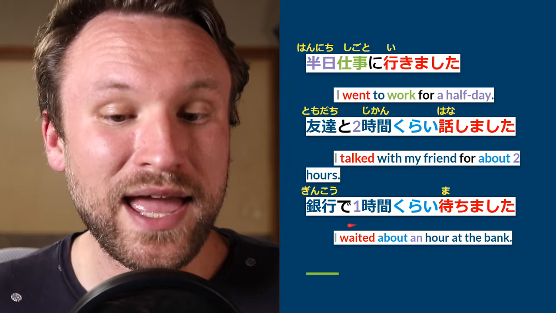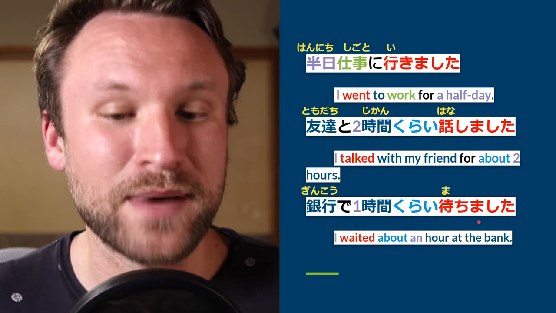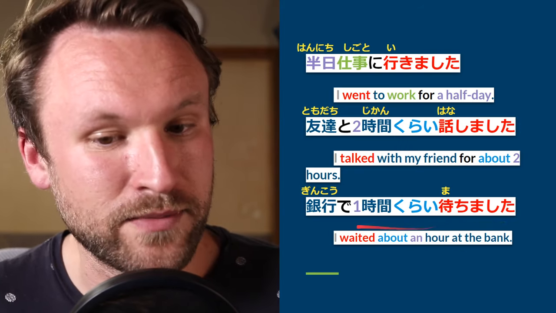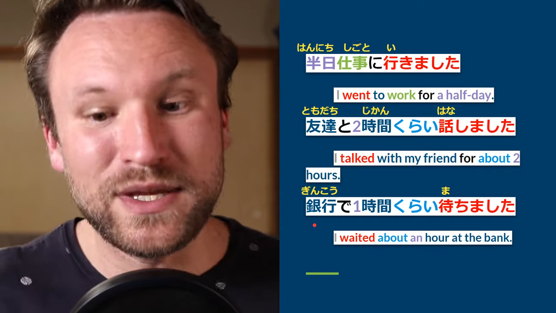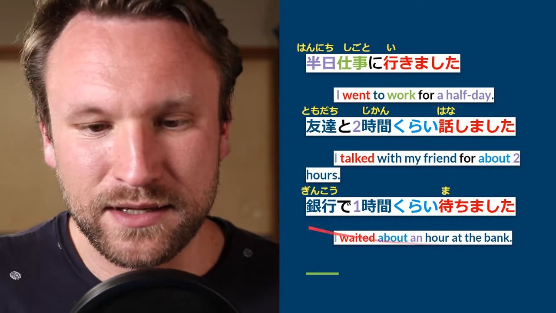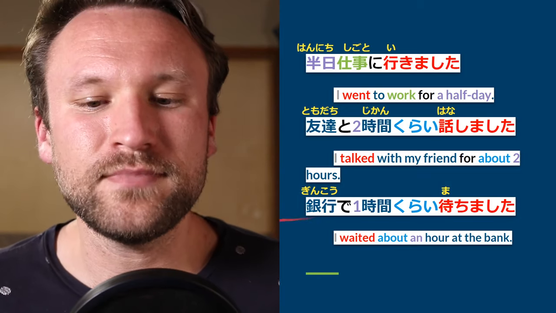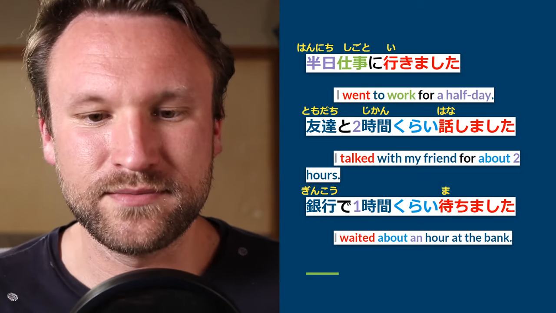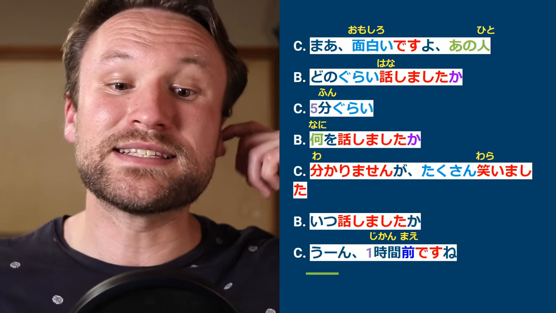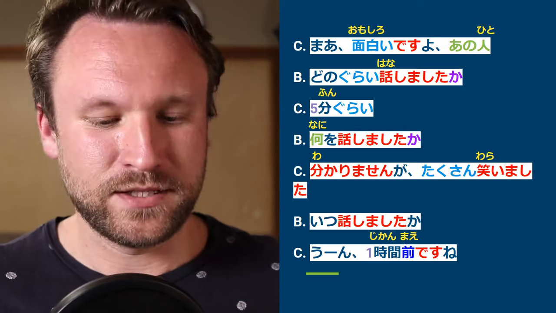銀行で1時間ぐらい待ちました. I waited for about an hour at the bank. ぐらい is, of course, about. 銀行で. I was doing it at the bank. You can translate that で, and this should be black, as at. Quite, almost always. 銀行で1時間くらい待ちました.